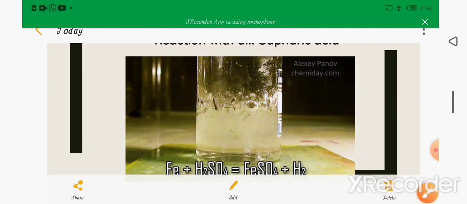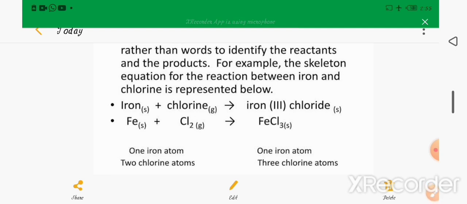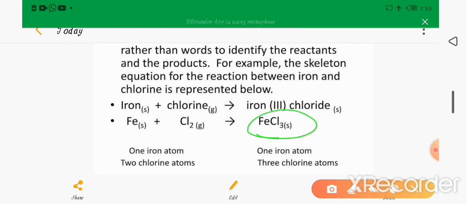Next, we go to the reaction with chlorine. Iron reacts with chlorine to form iron chloride, that is ferric chloride, FeCl3. Here the iron valency is 3, so it is called ferric. Suppose the iron valency is 2, then the chloride is ferrous chloride.